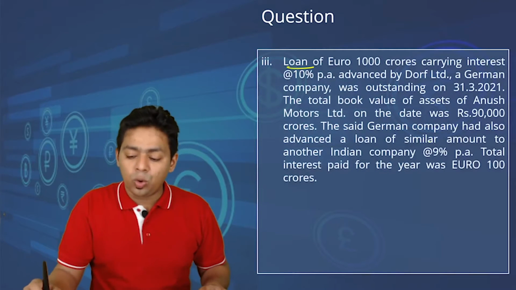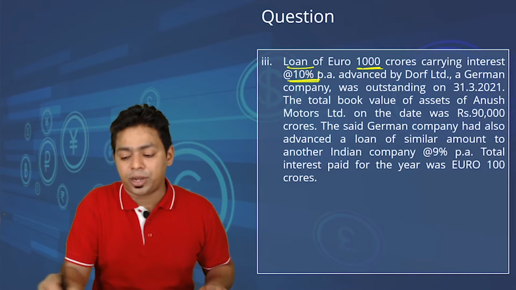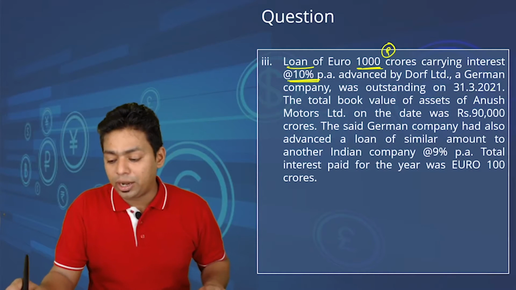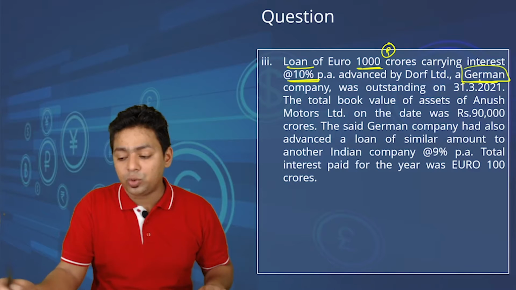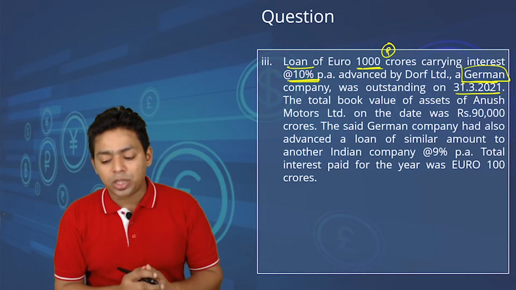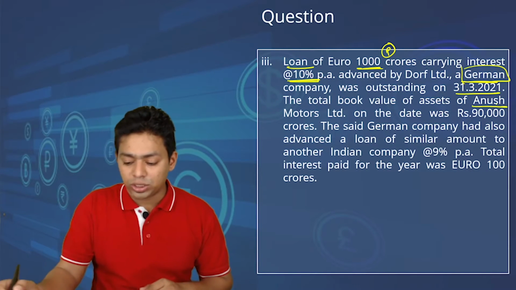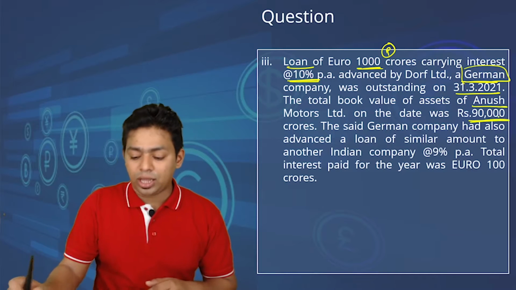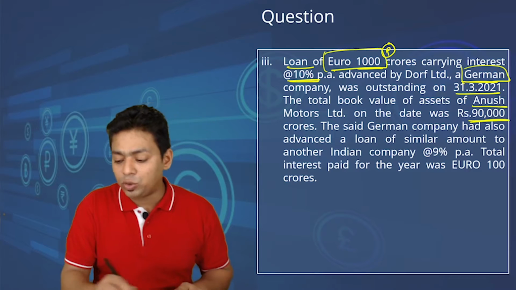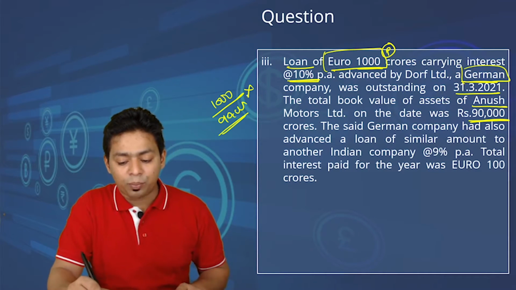Loan. Now we have taken a loan of euro 1000 crore carrying interest at the rate of 10% per annum. This is the principal amount advanced by Dorf Limited, a German company, and was outstanding as on 31st March 2021. So this is not a USA based company, this is a German company. The total book value of the assets of Anush Motors on that date was 90,000 crore rupees. Please understand, now here it is euro 1000. Please don't compare 1000 divided by 90. No, this is the wrong comparison.